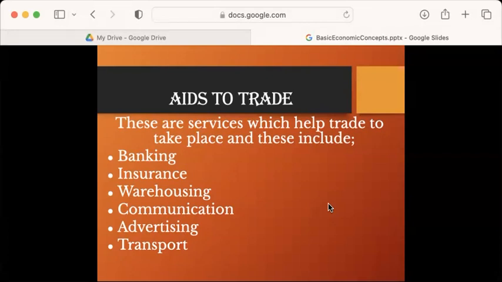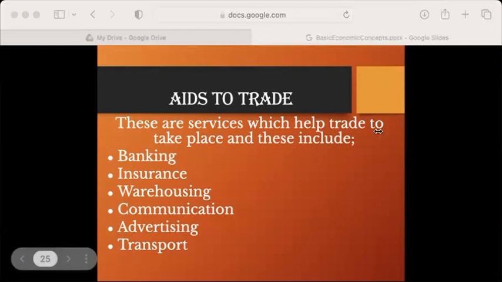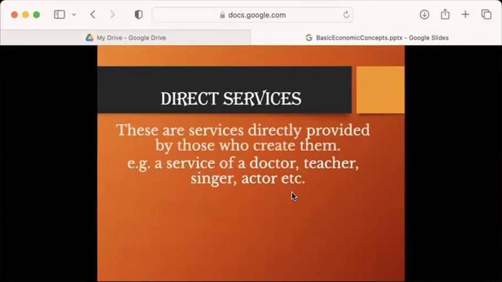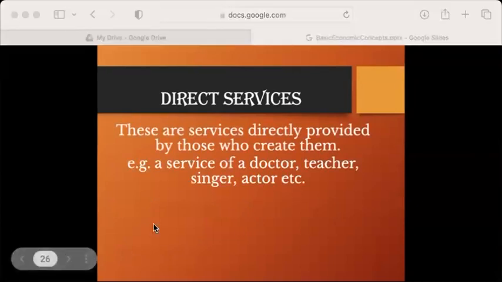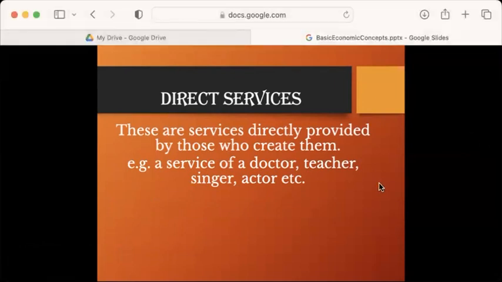Okay, right now, aids to trade and trade. This section, commerce, of course, you can study as a subject. That is a very interesting subject and very easy to score a great grade at the GCSEs. Okay, so direct services is something which is provided by the producers directly to the consumers, as I said. So examples are doctors, teachers, singers, actors, nurses, and all of that.